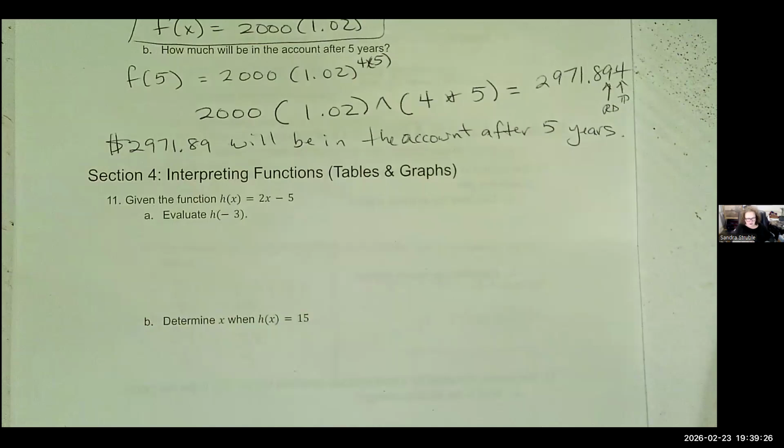Interpreting functions, tables and graphs. Now, I don't have a graph on this review. Go into your homework, work on the graphs if you struggled with them. Because there will be a graph, there'll be one of each of these along with a table one and a graph. So given the function h of x equals 2x minus 5, evaluate h of -3.